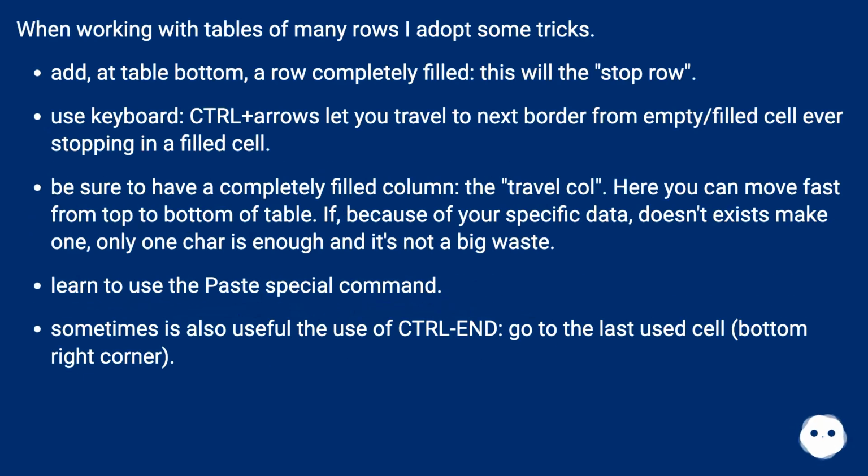When working with tables of many rows, I adopt some tricks. Add, at table bottom, a row completely filled. This will be the stop row. Use keyboard. Control plus arrows let you travel to the next border from an empty to a filled cell, ever stopping in a filled cell. Be sure to have a completely filled column, the travel column. Here you can move fast from top to bottom of the table. If, because of your specific data, it doesn't exist, make one, only one char is enough and it's not a big waste. Learn to use the paste special command.